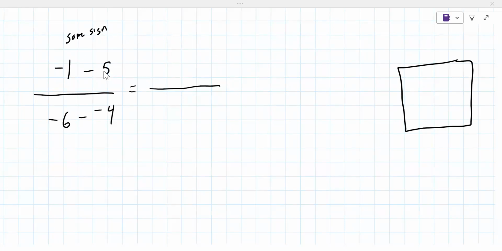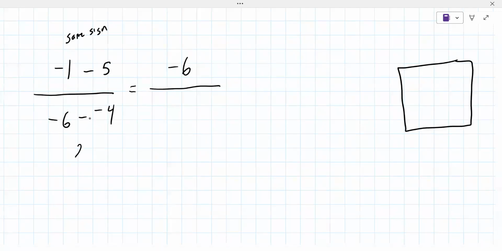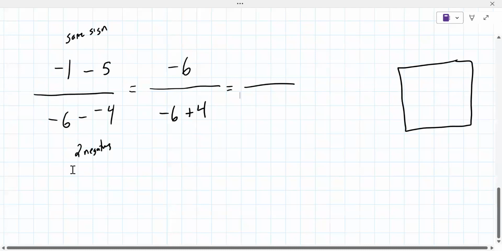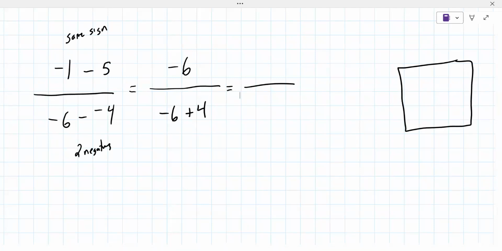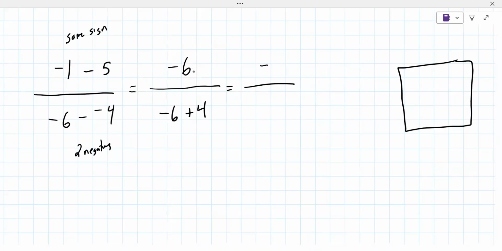And then you have to be able to do this. So what is -1 -5? You have to be able to, quote unquote, do the math here. -6. Good. And then you might make a note down here that it's two negatives. And that becomes -6 plus 4. So you're putting some words down to go along with the actual action. So on top, still -6.